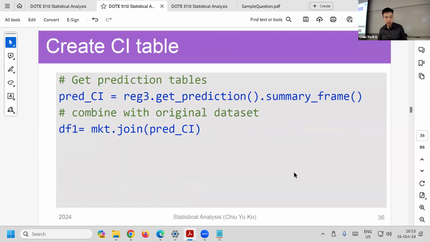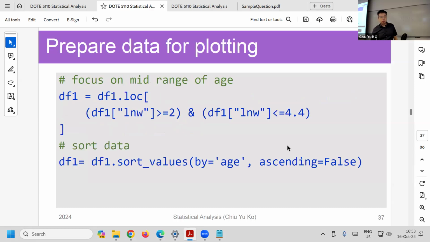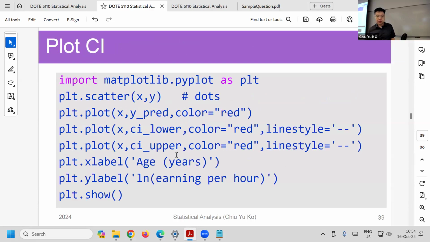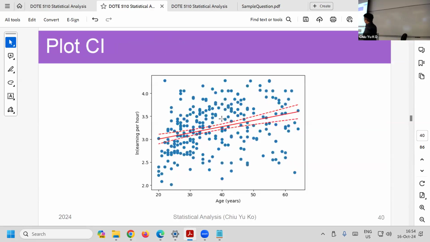I don't want to spend time copying, but you can try to check it out. And then once you combine the data, when you plot, you want to focus on the data where the wages are within the middle range, and you sort them up, then you can plot. Okay. And then this is X, this is Y, this is predict, this is lower upper, the same as what we have seen. And you plot the line, it looks like this one. It's a curve here.